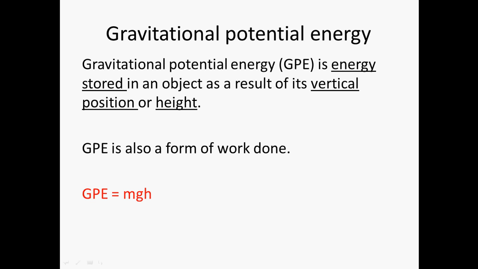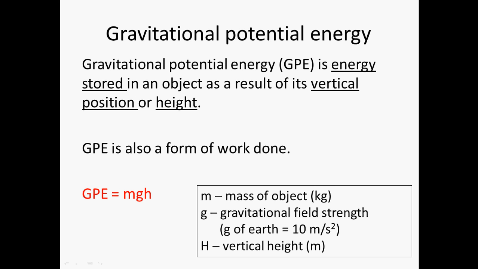Okay, and the formula of GPE is mgh. So what is m? m is the mass of the object in kg. g is the gravitational field strength of Earth, which is 10 meters per second squared. And h, sorry, it should be small h here. h is the vertical height of the object above the ground. So mgh, small h.